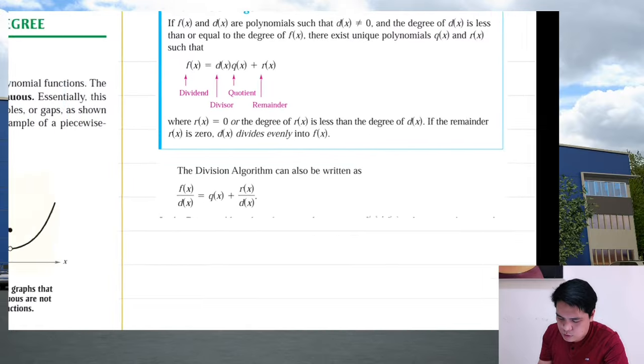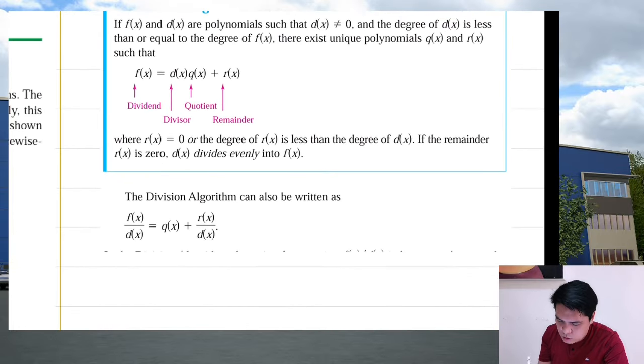Okay? So it says here, where r of x is equal to 0, or the degree of r of x is less than the degree of d of x. So that's just the remainder. So if it is equal to 0, meaning the divisor completely divides the dividend, then there is no remainder, or the remainder is 0.